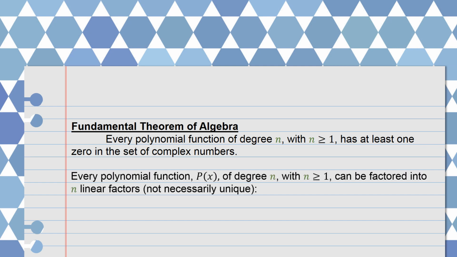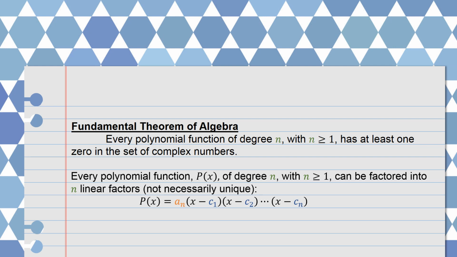Every polynomial function p of x of degree n with n greater than or equal to 1 can be factored into n linear factors, not necessarily unique. In other words, p of x equals a sub n times x minus c sub 1 times x minus c sub 2, all the way until x minus c sub n.